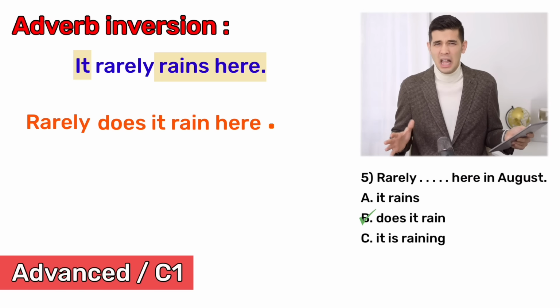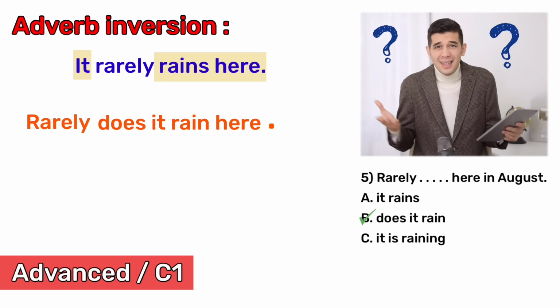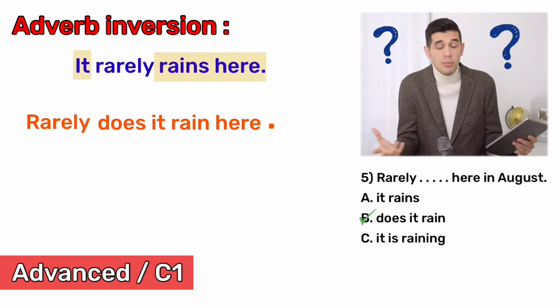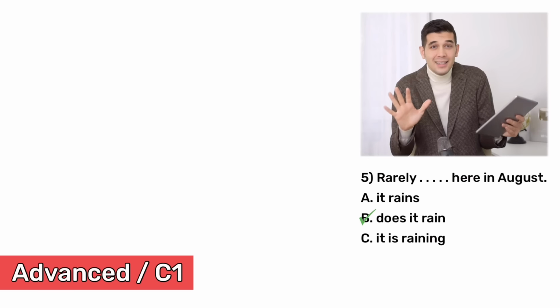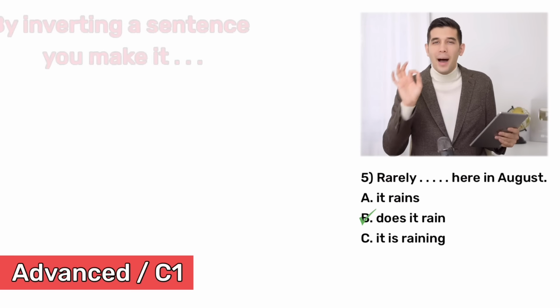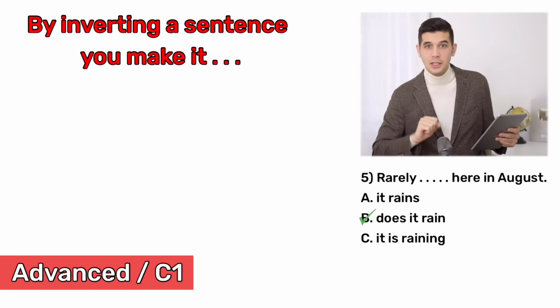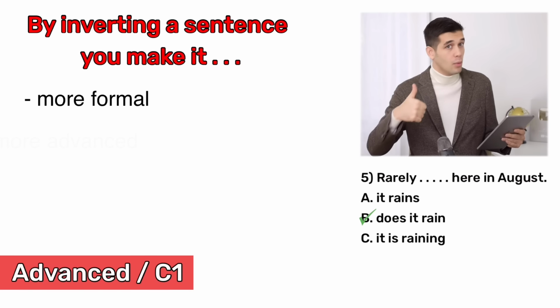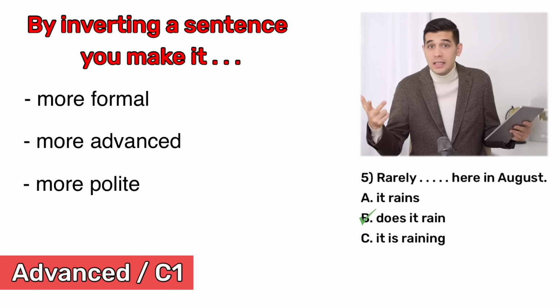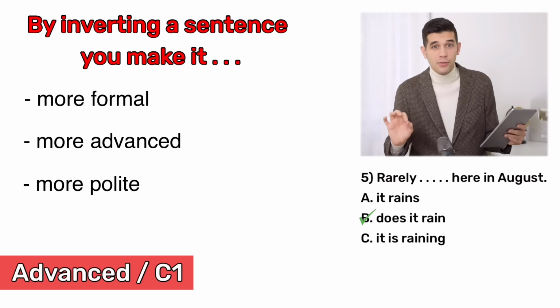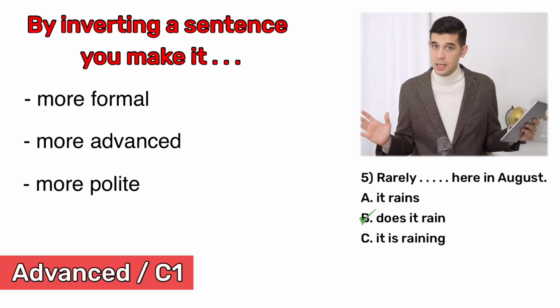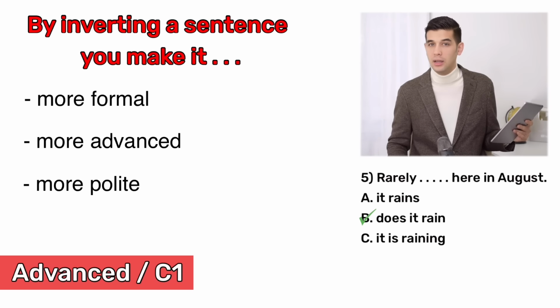But here's a question. Why on earth would you do this to a sentence? Why would you make it more difficult? Well, that is the beauty of English. By inverting a sentence, you make it more formal, more advanced, and more polite. But pay attention and be careful. Don't overuse it because it will sound unnatural. Okay, that was the end of C1 level. In my opinion, it was quite an easy test for C1, right?